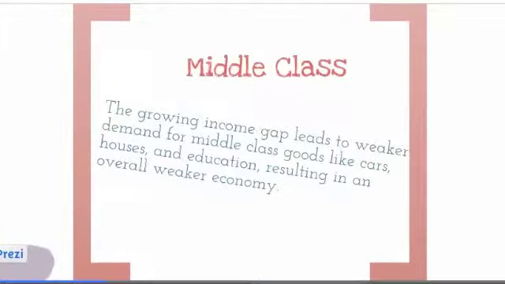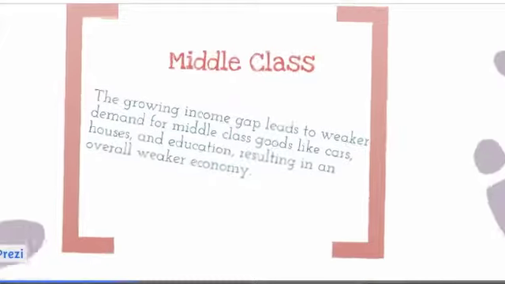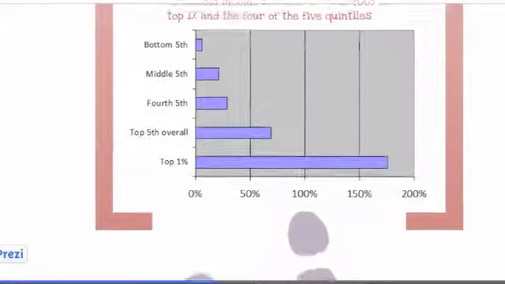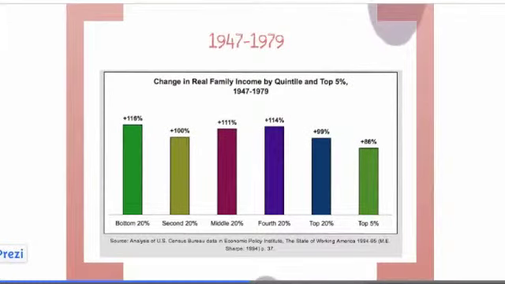The growing income gap leads to weaker demand for middle-class goods like cars, houses, and education, resulting in an overall weaker economy. Between 1979 and 2005, the top quintile and top 1% see the largest increase in after-tax income, a change from the past. To break this down further, from 1947 to 1979, every quintile had a positive change in real family income. The top quintile and top 5% overall had the smallest rise in income.